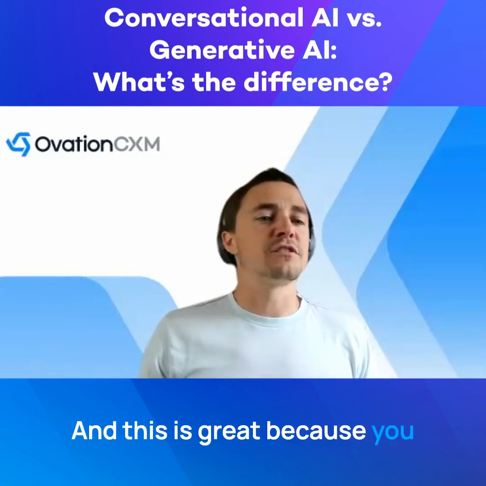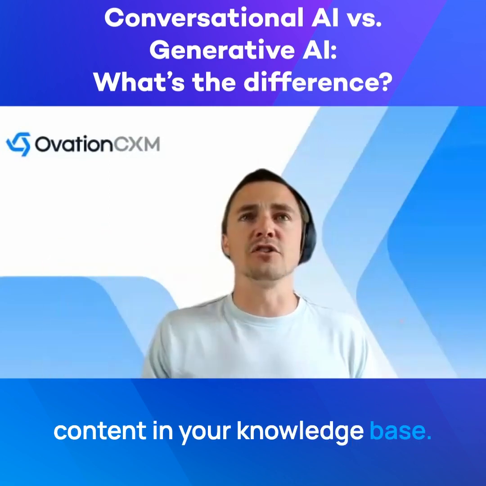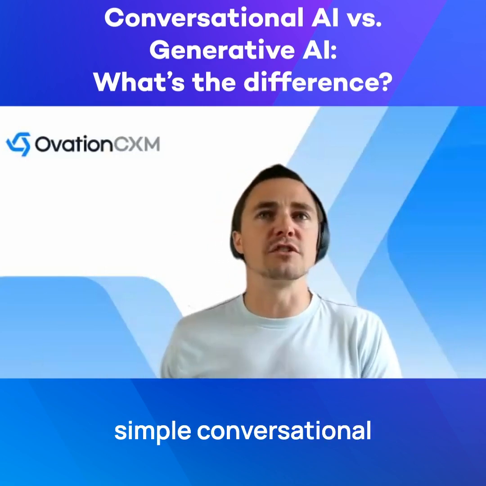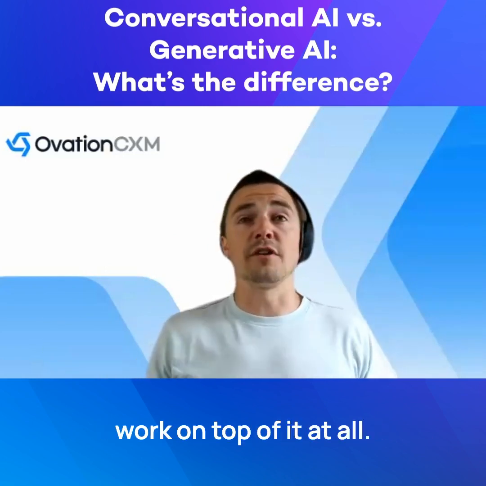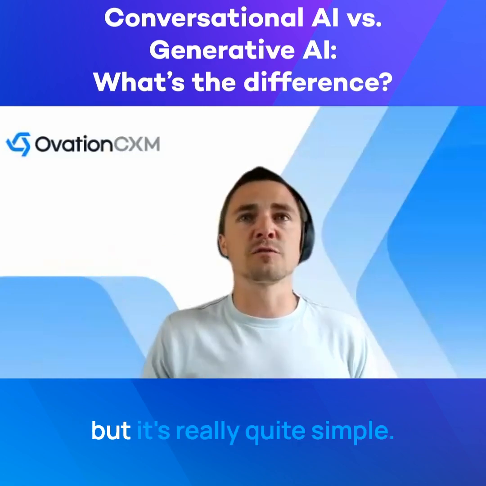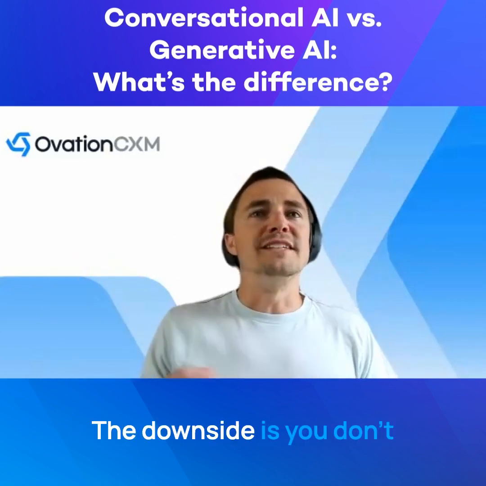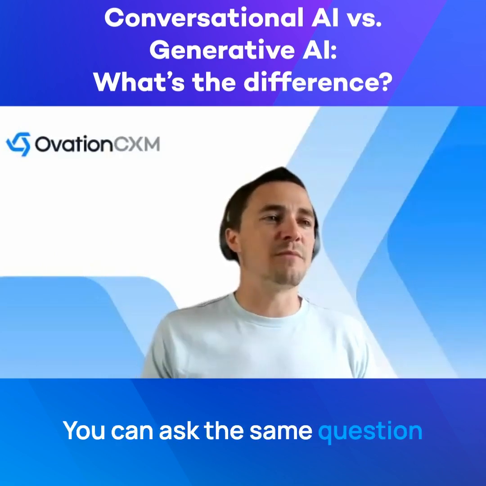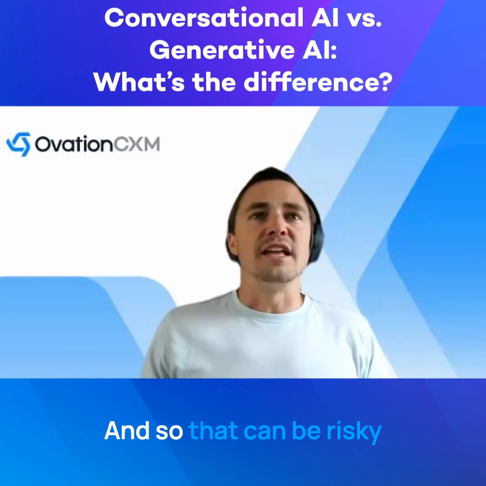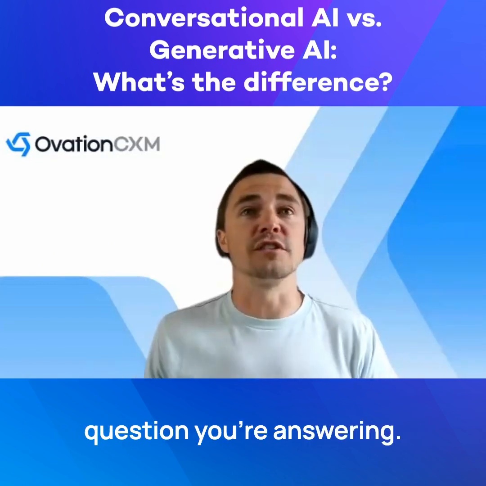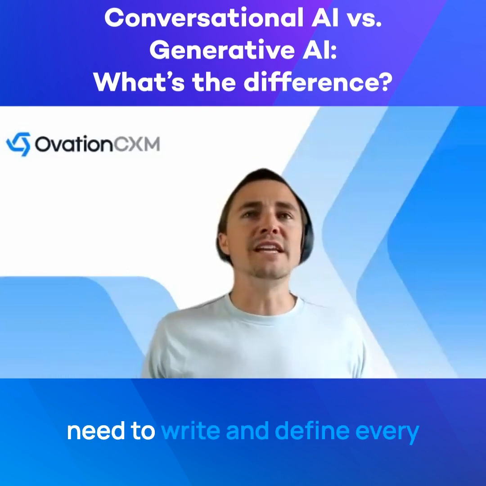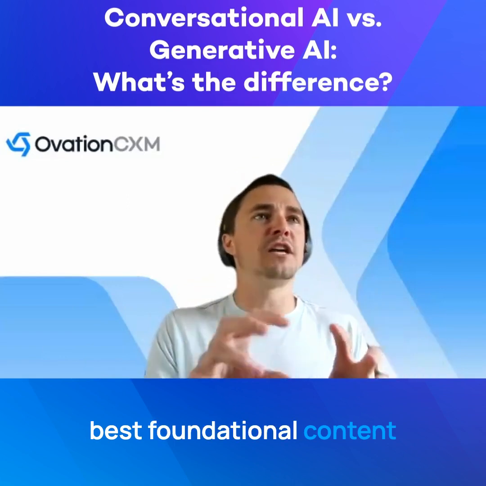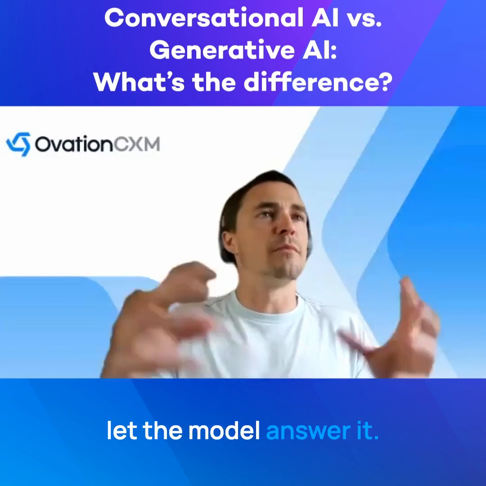And this is great because if you already have all the content in your knowledge base, you can immediately translate vast amounts of data into simple conversational interfaces without much work on top of it at all. Maybe you fine tune it a little bit, you set some guardrails, but it's really quite simple. The downside is you don't have full control over the content that's generated. You can ask the same question and get two different responses. That can be risky depending on the types of questions you're answering. But the upside is you don't need to write and define every possible answer and outcome. You can focus on creating the best foundational content for the model to use and let the model answer it.